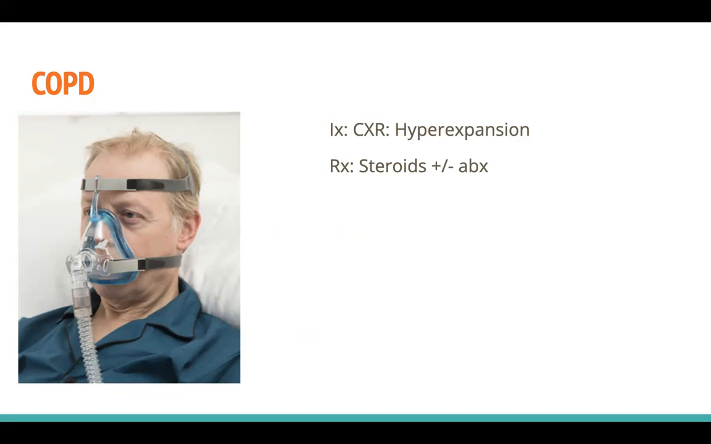Patients can develop both lower respiratory tract infections and pneumonia. Lower respiratory tract infections can be caused by H. influenzae or Moraxella in COPD patients, and pneumonias are usually S. pneumoniae. 30% of infective exacerbations of COPD are actually viral, so it's important to look for signs of bacterial pneumonia.